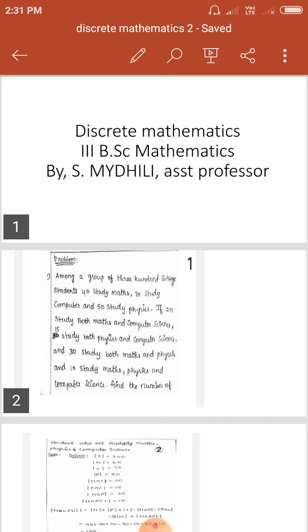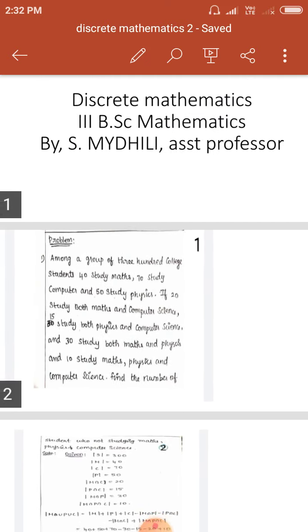Last class, we saw some basic definitions, properties of sets, and the principle of inclusion and exclusion in Unit 1. Students, go through the last class definitions and properties. Today, we are going to see some important definitions, basic theorems and some problems in the same Unit 1. Let us start with the first problem.